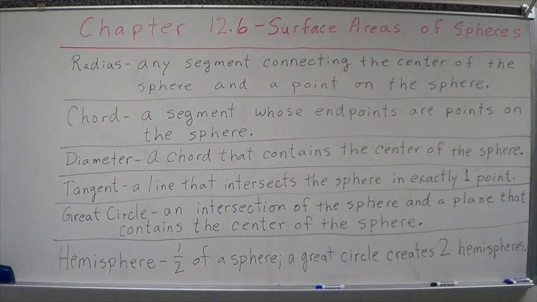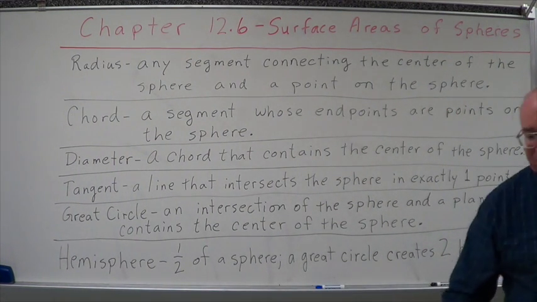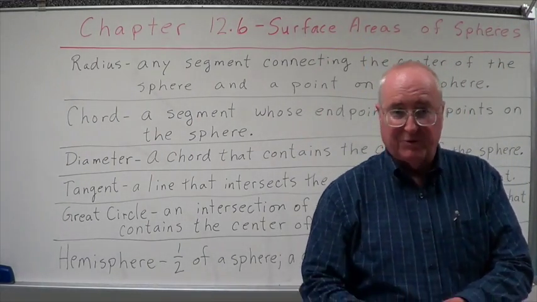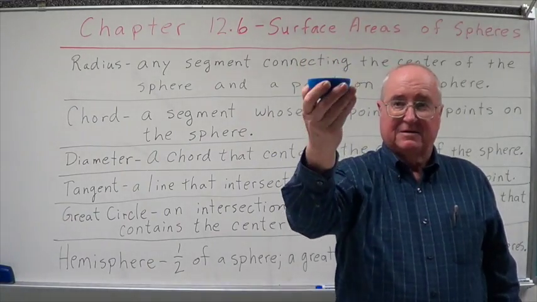And the last one. Hemisphere is one half of a sphere. Now, we've already said that a great circle creates two hemispheres. So if we have a great circle, it would cut this in half. We would have two of these.